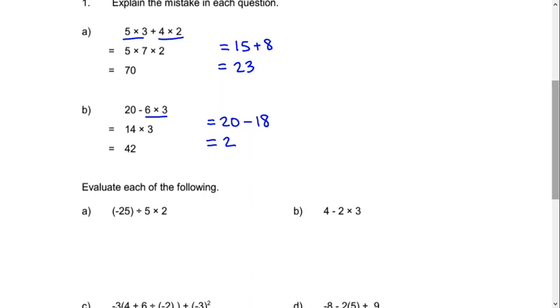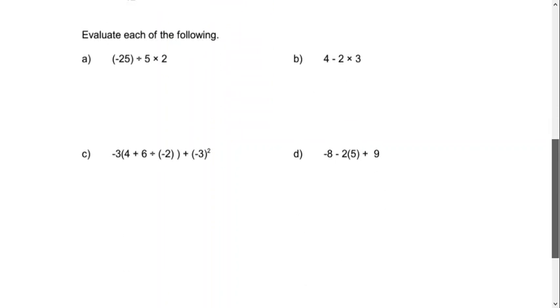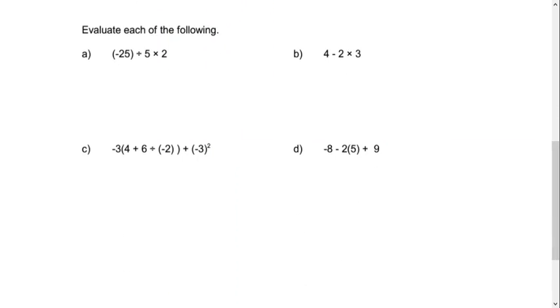We're going to use BEDMAS in order of operations to solve the following examples. Part A, negative 25 divided by 5 times 2. When we are doing division and multiplication, we do them in the order that they appear from left to right. So I'm going to do my division first. So negative 25 divided by 5 is negative 5. And then I'm going to multiply that by 2. Negative 5 times 2 will give me negative 10.